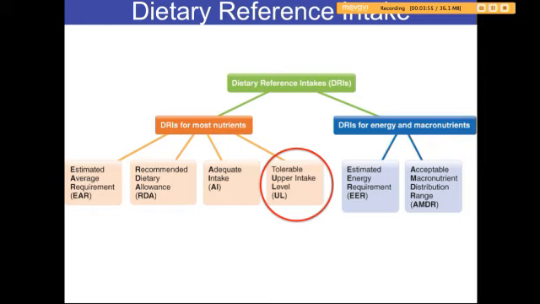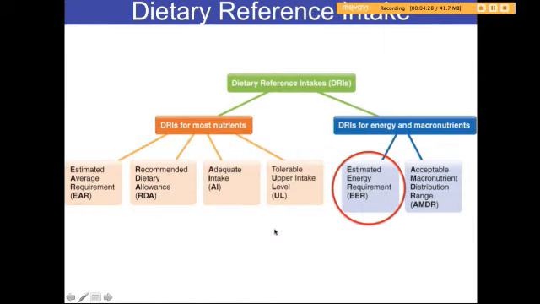Tolerable upper intake level is the highest average daily nutrient intake level likely to pose no risk of adverse effects to almost all individuals. So that's the most you should consume of the nutrient that we're talking about. Okay, a little recap. Estimated average requirement is a value that will fulfill the needs of 50% of the population. RDA is the value that will cover the needs of almost all of the population. Adequate intake is the minimum you should take. Tolerable upper intake level is the maximum you should take of a nutrient.